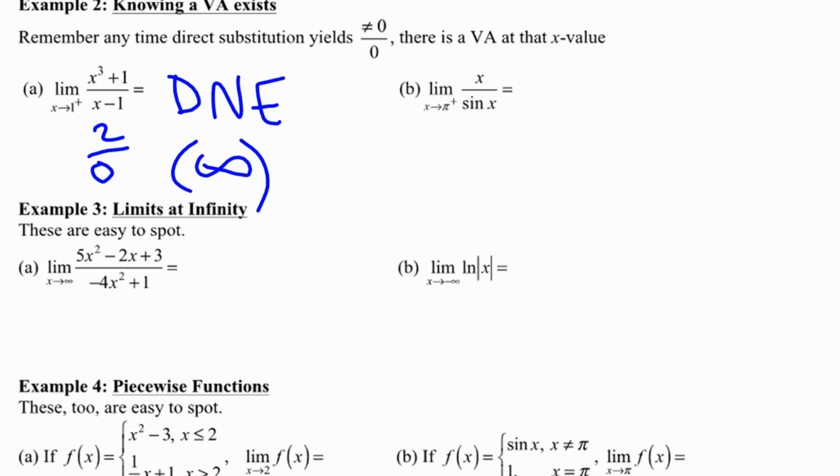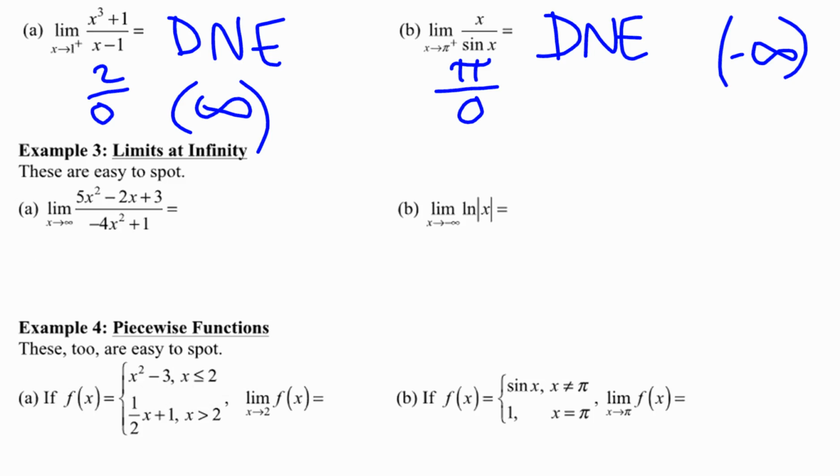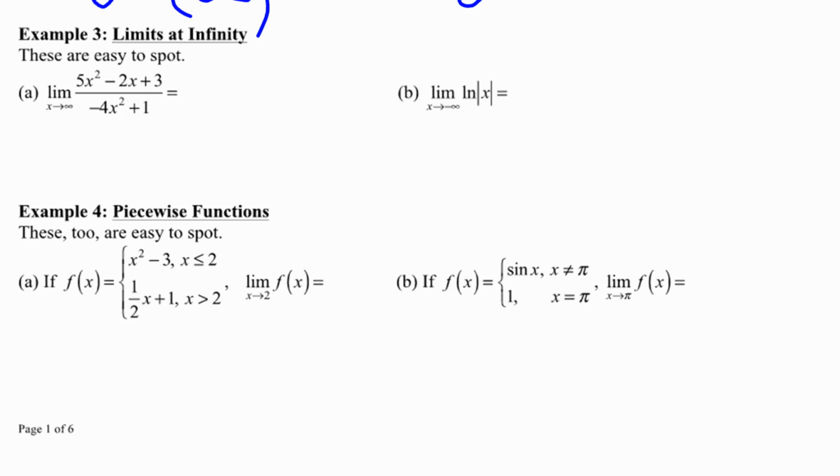Over here we would get pi over sine of pi, which is 0, again, does not exist. We have a vertical asymptote there. And in this case it ends up being negative infinity. But you can always put does not exist because infinity technically isn't a number. Limits at infinity, we just did that in the last video.